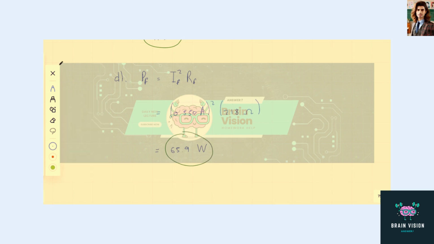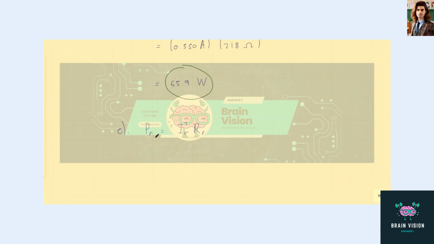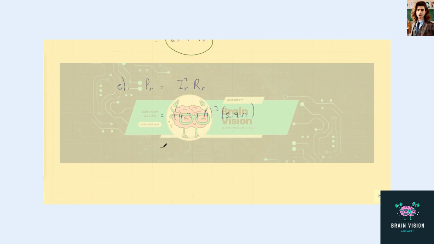Now for part E, we want to calculate the rate of development of thermal energy, or the power, across the rotor. So this we'll call PR, and PR is equal to, again, I squared R. So it's IR squared times RR. So we substitute our values in this, and we get 4.27 amperes squared times 5.9 ohms, which gives us the thermal energy development rate, or the power across the rotor, to be 108 watts.